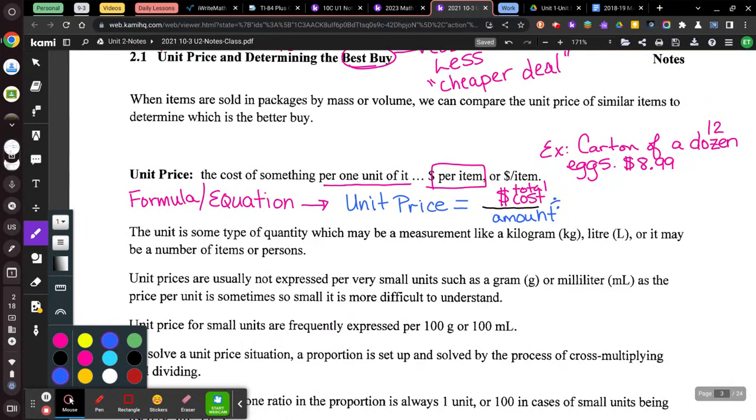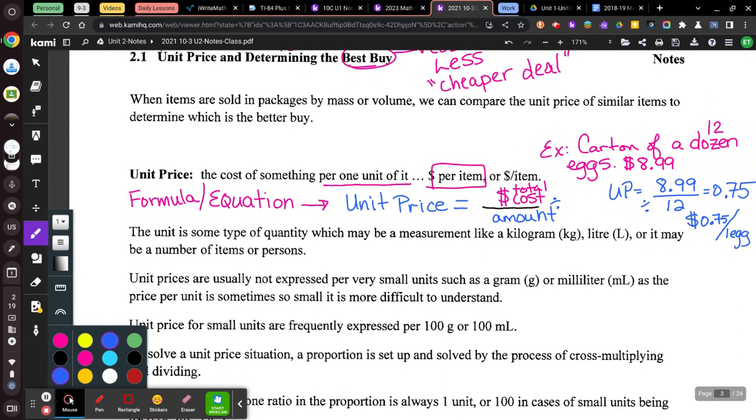So for this example, my unit price is going to be $8.99 divided by 12. And when I do that, we're going to find the cost of one egg. So 8.99 divided by 12 eggs is 0.75. Because it's dollars and pennies, remember like we did with our last unit, we need to see two numbers after the decimal because that tells us dimes and pennies. So that means we've got $0.75 per egg. So that's telling us in money $0.75 per one egg.